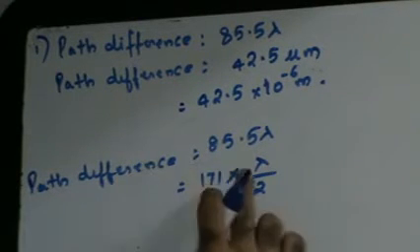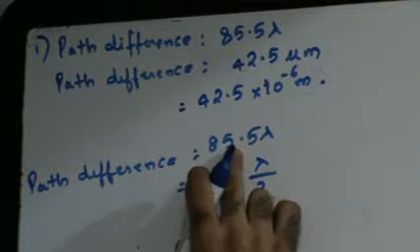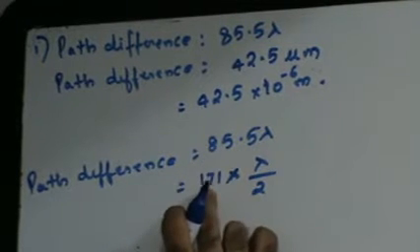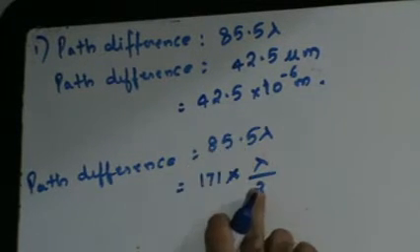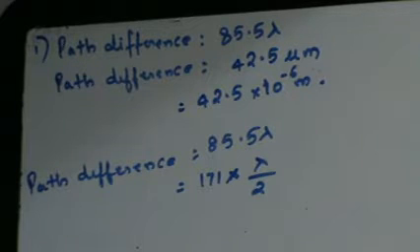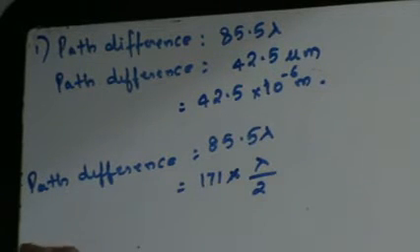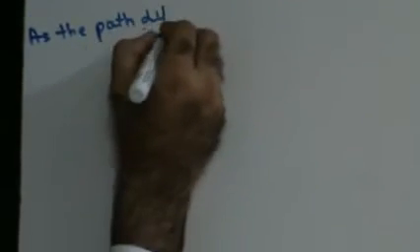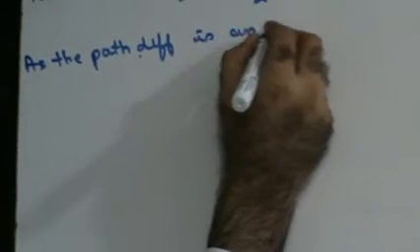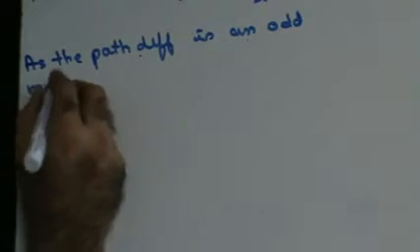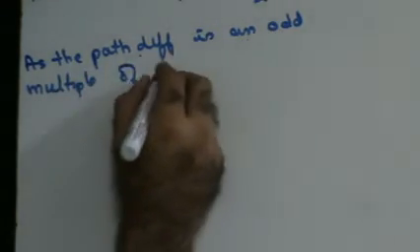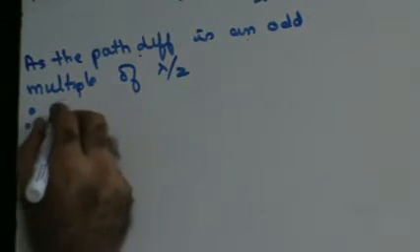Or you can conversely say it as multiply this by 2. So 85.5 multiplied by 2 is 171. Since I'm multiplying by 2, I have to divide by 2 also. So I multiplied by 2, I divided by 2. That means I'm getting the path difference to be an odd multiple of lambda by 2. 171 is an odd number and it's a multiple of lambda by 2. You will say the path difference is an odd multiple of lambda by 2, therefore the point is dark.